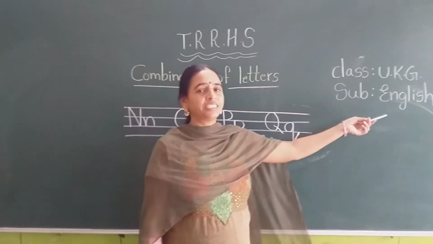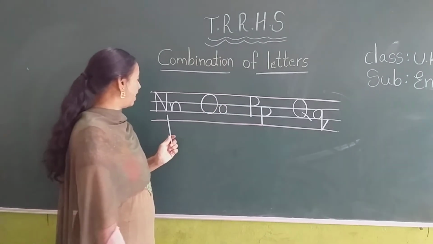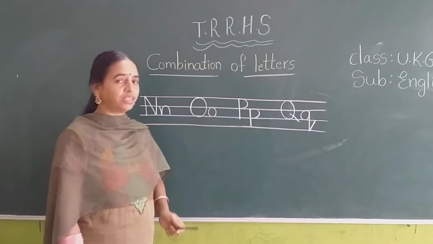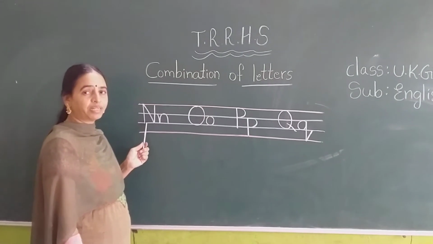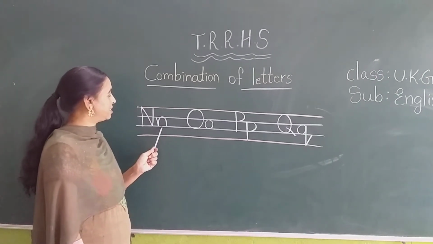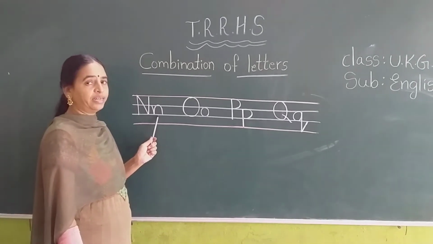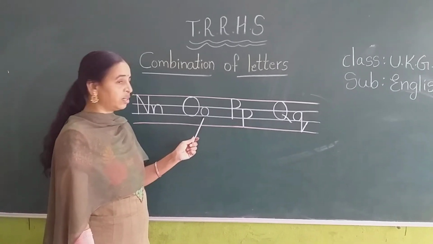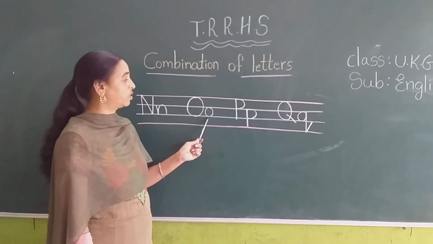Today, in our English class, we are going to learn combination of letters N, O, P, Q. Okay, Nana? Look at the board. Which letter is this? Capital N. And this is small n. Capital N, small n. And this one, capital O, small o.